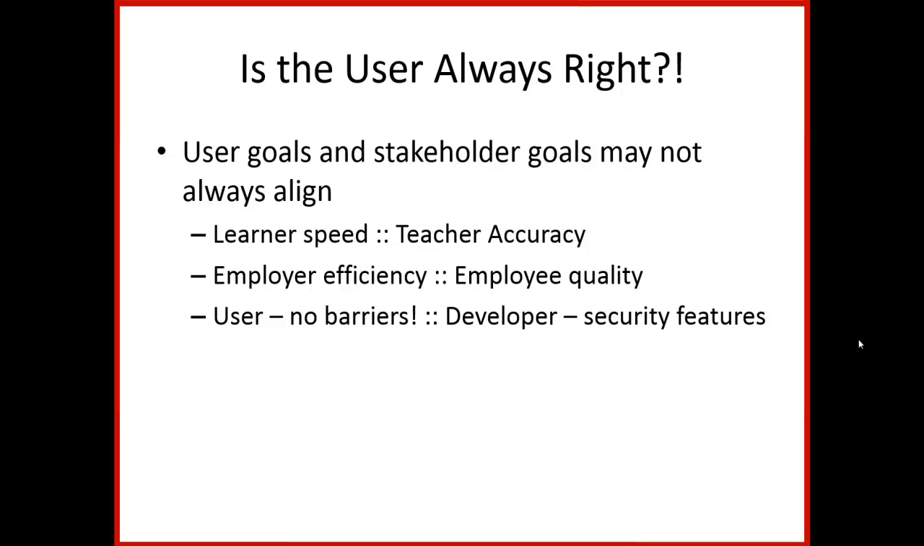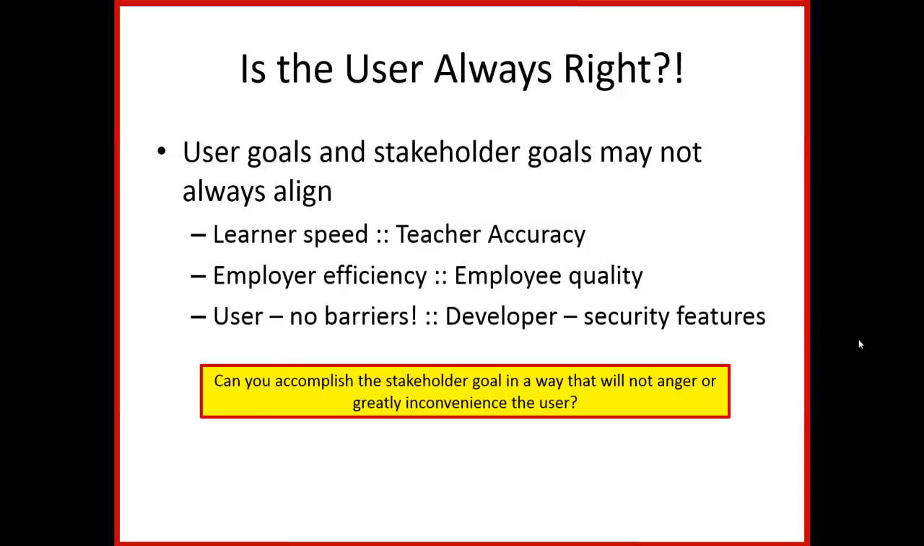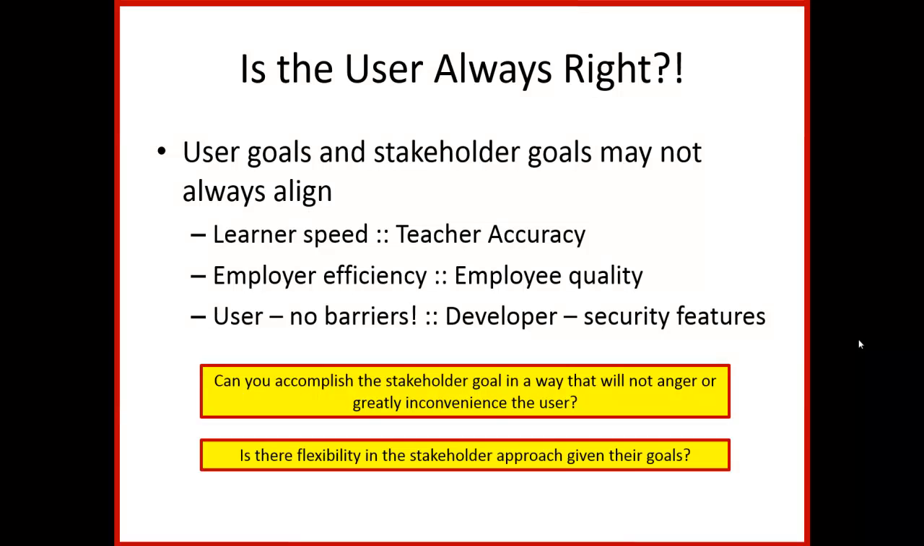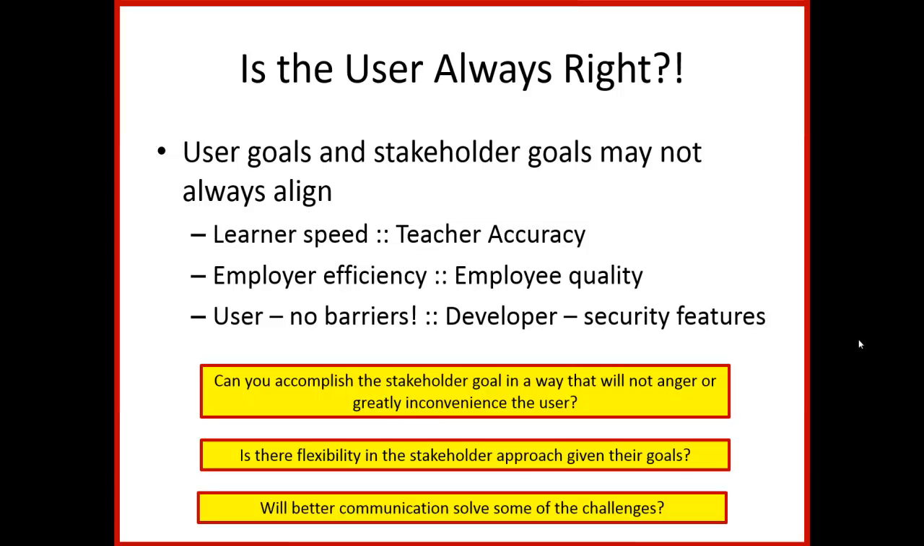The user might want no barriers whatsoever in using a system, whereas a developer might realize that there's important security features that really have to impact the user experience. How do you deal with these? Well, one thing to think about is whether you can accomplish the stakeholder goals or any really important needs like security features in a way that won't anger or greatly inconvenience the user. Is there a way to make that as painless as possible but still present? Is there flexibility in the stakeholder approach given their goals? So what kinds of security features are they willing to consider and which are they not? Will better communication potentially solve some of the challenges?